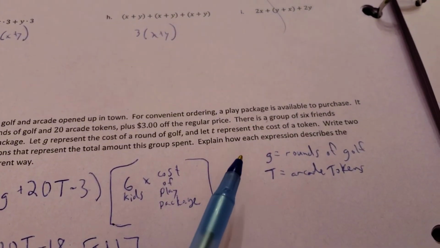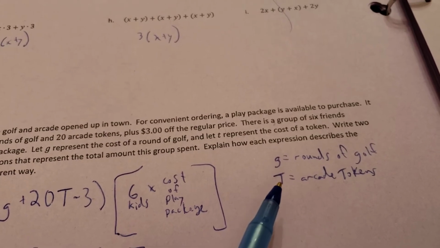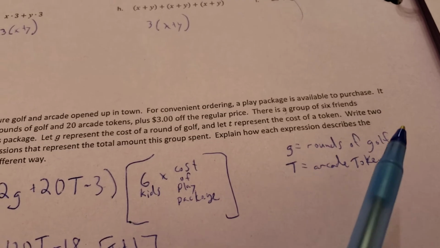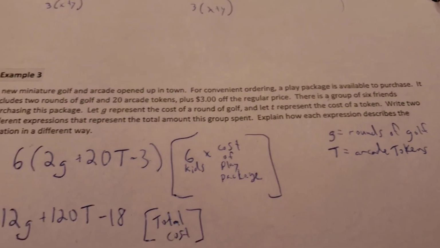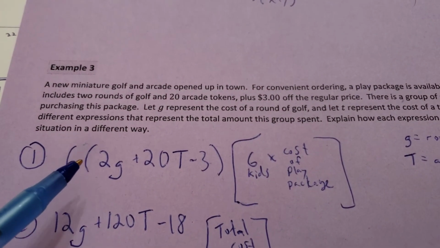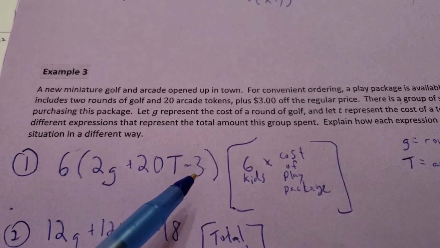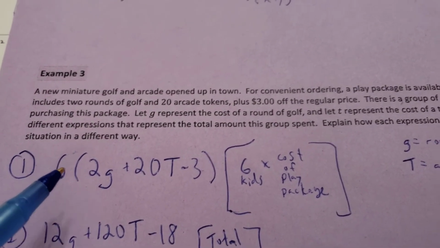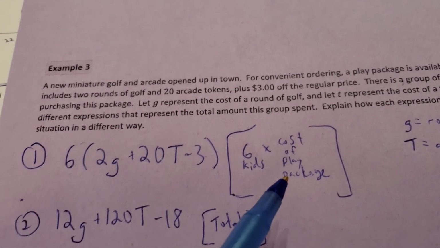Well, we let G stand for rounds of golf, and T stand for arcade tokens. So that's kind of like my initial things. The rounds of golf is going to be a lowercase g, and tokens be uppercase T. We don't like using a lowercase t because it kind of looks like a plus sign. All right, so if you did it individually, you get 2 rounds of golf and 20 tokens, then you get $3 trimmed off your price. So that's one package, but there's 6 people that want the same package because 6 kids are going. So it's 6 kids times the cost of one play package.